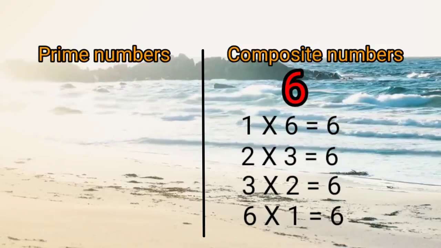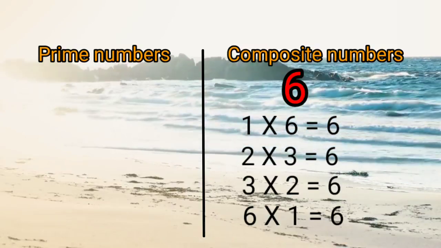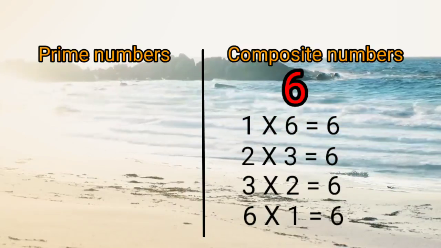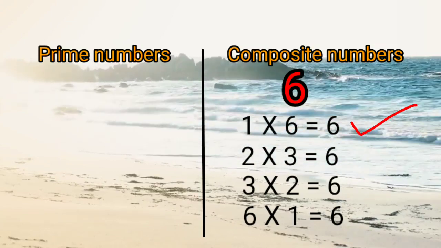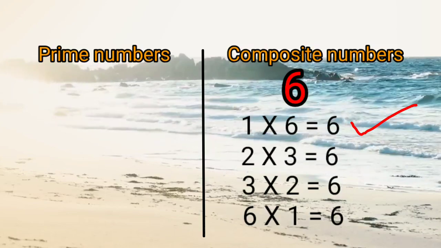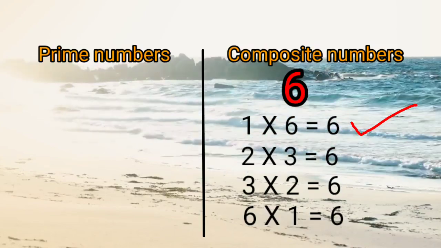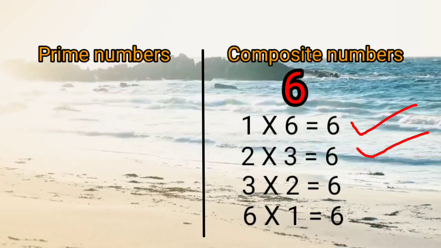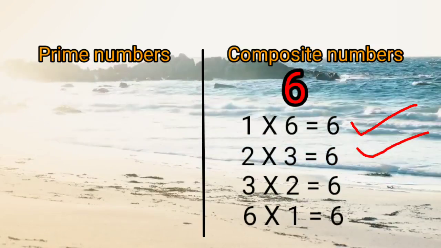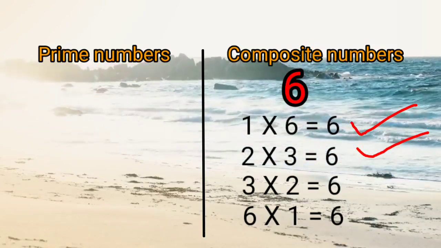So, from this first result we get 1 and 6 are the factors of 6 that we have written here. Similarly, from the second result we get that 2 and 3 are the factors of 6. So we have written these two as well.